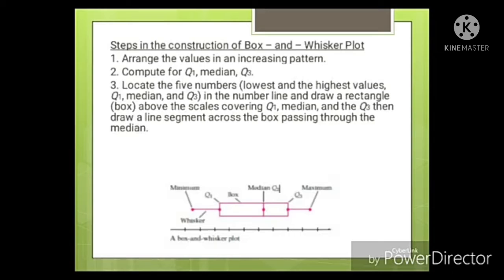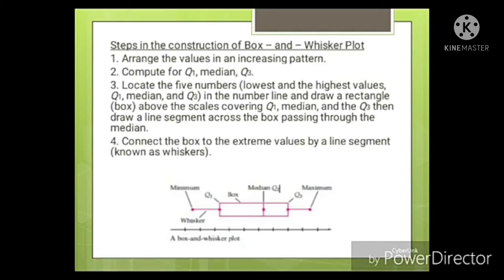Third, we are to locate the 5 numbers, which are the lowest and highest values, Q1, median, and Q3, in the number line and draw a rectangle or a box above the scales covering Q1, median, and Q3. Then draw a line segment across the box passing through the median. Connect the box to the extreme values by line segments known as whiskers. Below is the sample format for a box and whisker plot.